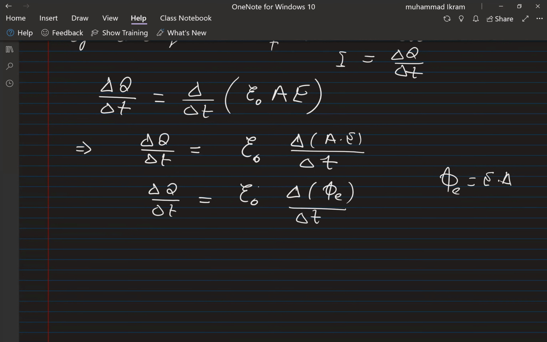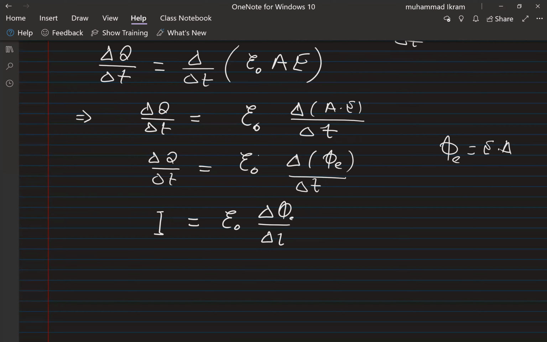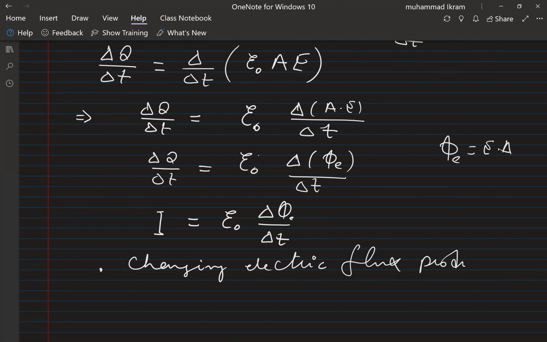So here you see that the current I equals epsilon naught times the rate of change of electric flux or electric field, delta phi over delta t. Now look, here you see that the changing electric flux produces electric current, or establishes electric current, as you see this.